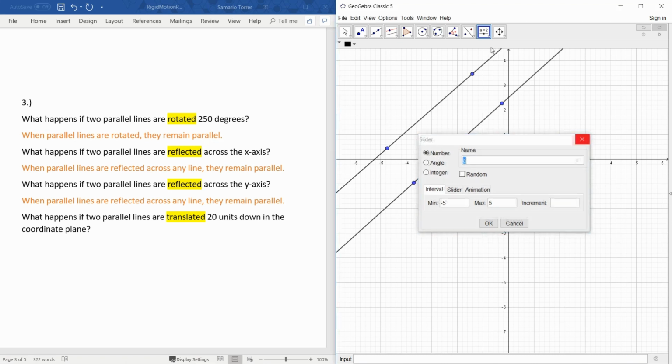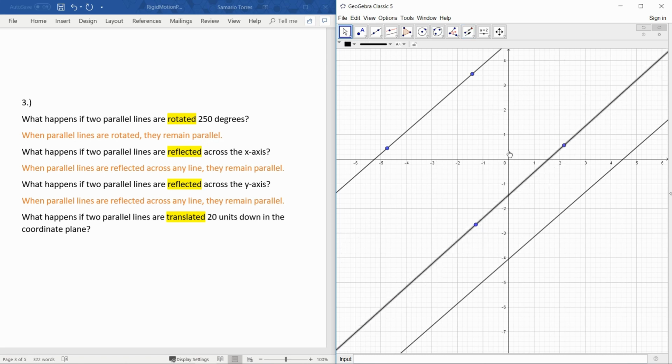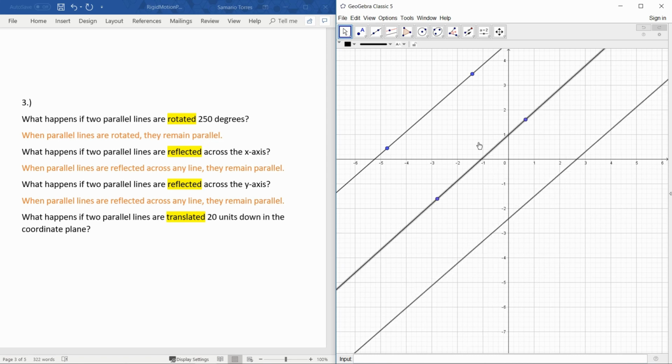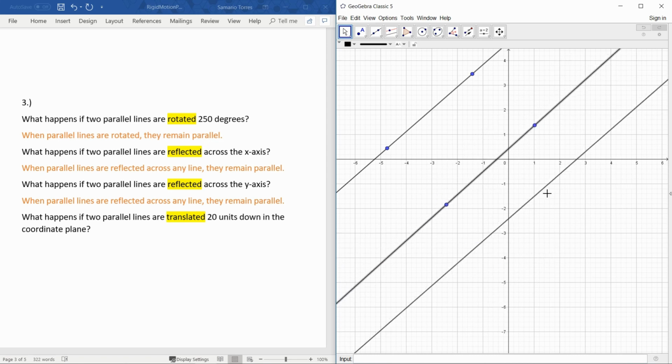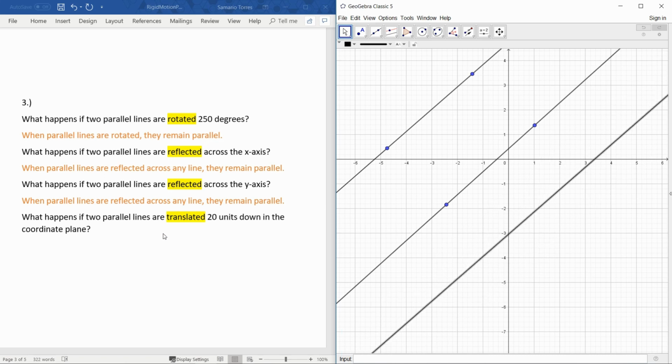So let's say we were translating. So we could grab it around. So you see we're sliding it. You see we can slide this one too. It doesn't matter where you slide them. It doesn't matter how you slide them. They're still going to be parallel. Hopefully you guys can see that. So they stay parallel, just like the previous rigid motions.